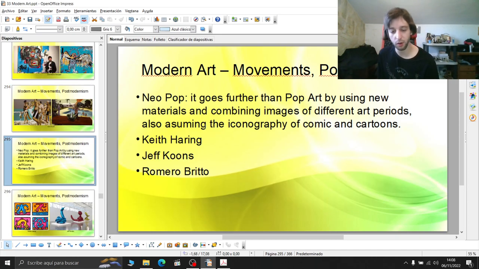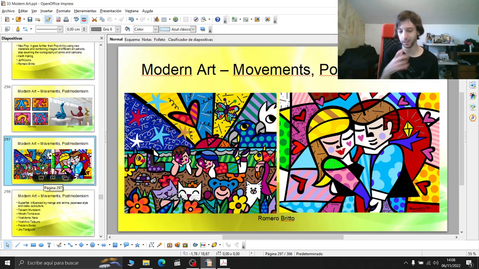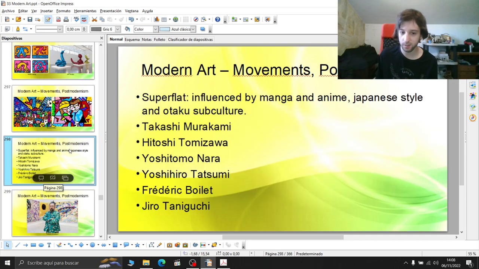Neopop goes further than pop art by using new materials and combining images of different art periods, also assuming the iconography of comics and cartoons. Artists like Keith Haring, Jeff Koons, and Romero Britto. This Romero Britto is very interesting also, it's very beautiful, very cute.